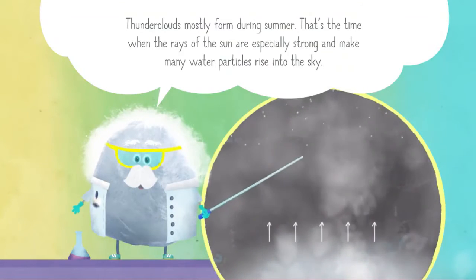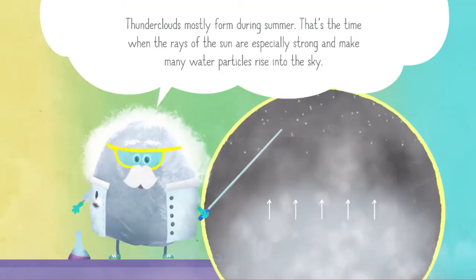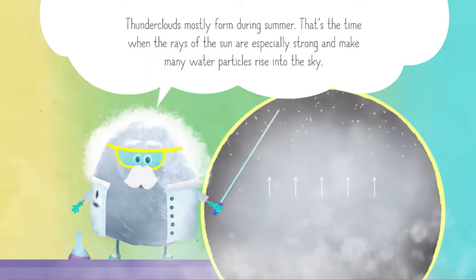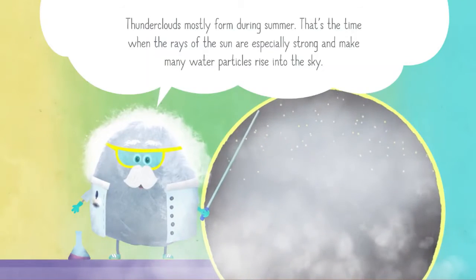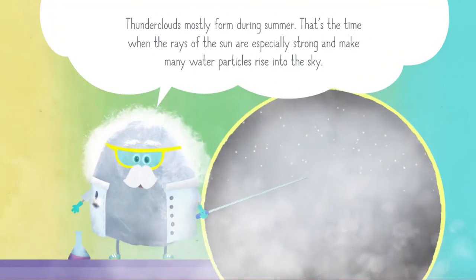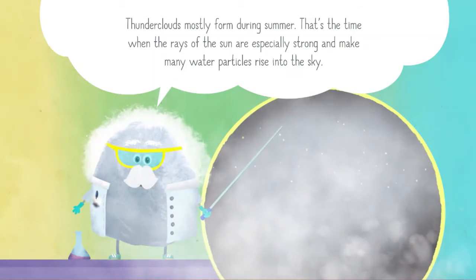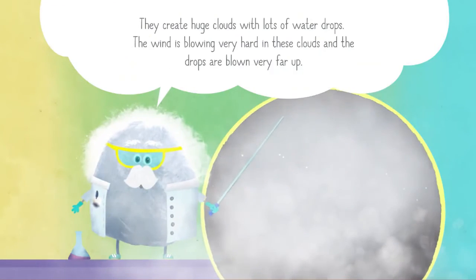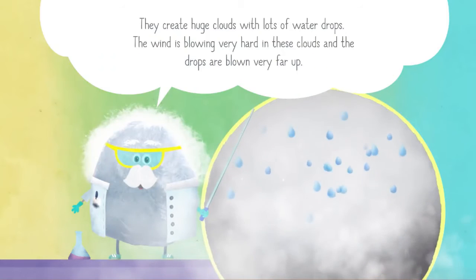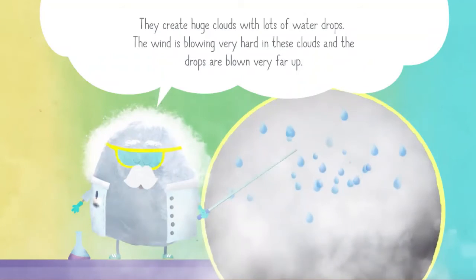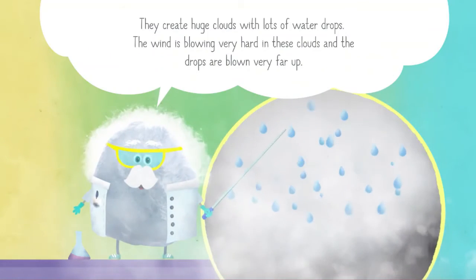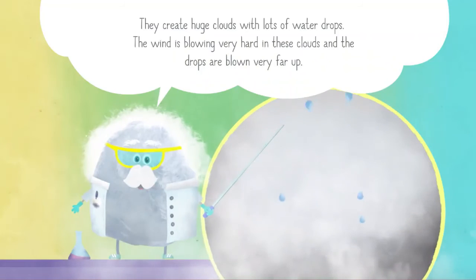Thunderclouds mostly form during summer. That's the time when the rays of the sun are especially strong and make many water particles rise into the sky. They create huge clouds with lots of water drops. The wind is blowing very hard in these clouds, and the drops are blown very far up.